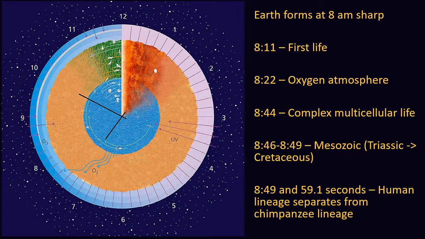So mammals, and especially humans as a whole, are pretty late arrivers on the planet. Most of Earth's history, we weren't here. That's what we're going to talk about for the rest of this lecture.